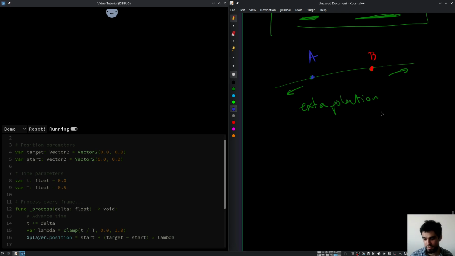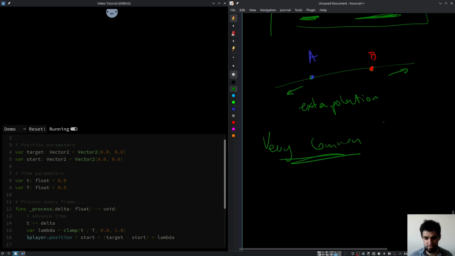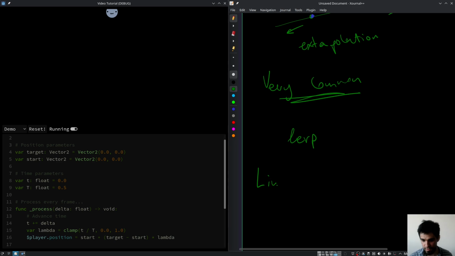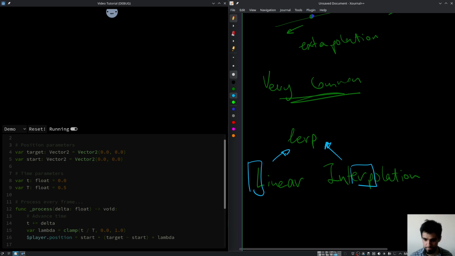One other thing is that linear interpolation is very common in game development. So we often have functions that help us do linear interpolation. In the case of Godot, it is Lerp. This comes from, we write linear interpolation, and for some reason we are taking this L and this ERP to create the Lerp function. Unity, for example, has the same, but with capital letters.